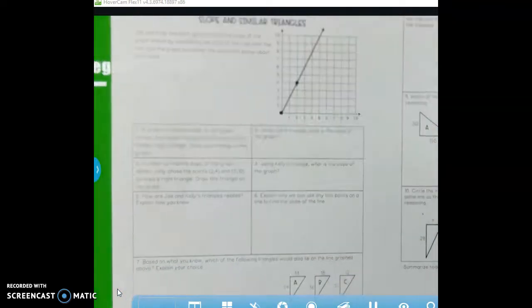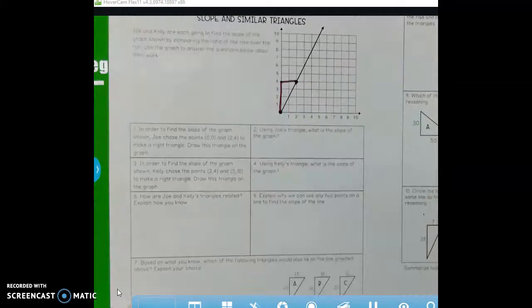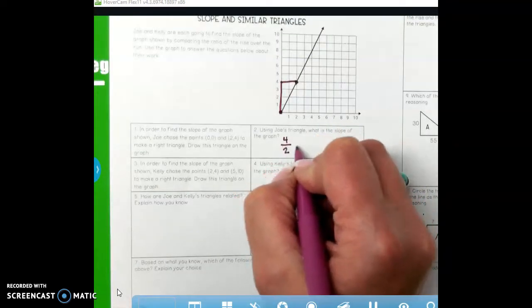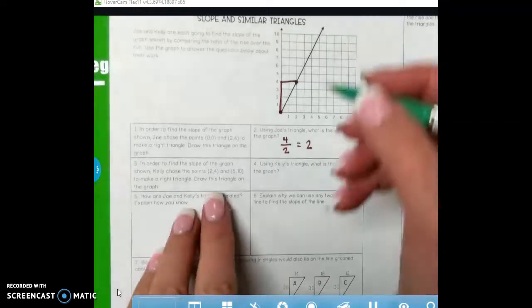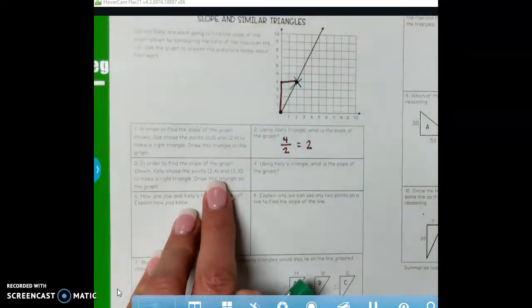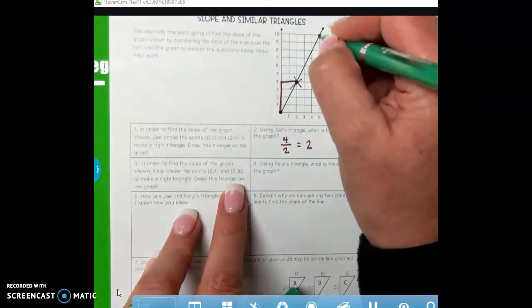So when we determine the slope, our rise and run. Joe's slope was 4 is his rise, 2 is his run, the slope is 2. Well, Kelly is doing something different. Her points are not the same, so I'm going to plot her points. Her points are 2 and 4. So she's using this point. I'm just going to put an X right here. And then 5 and 10, all the way right here.